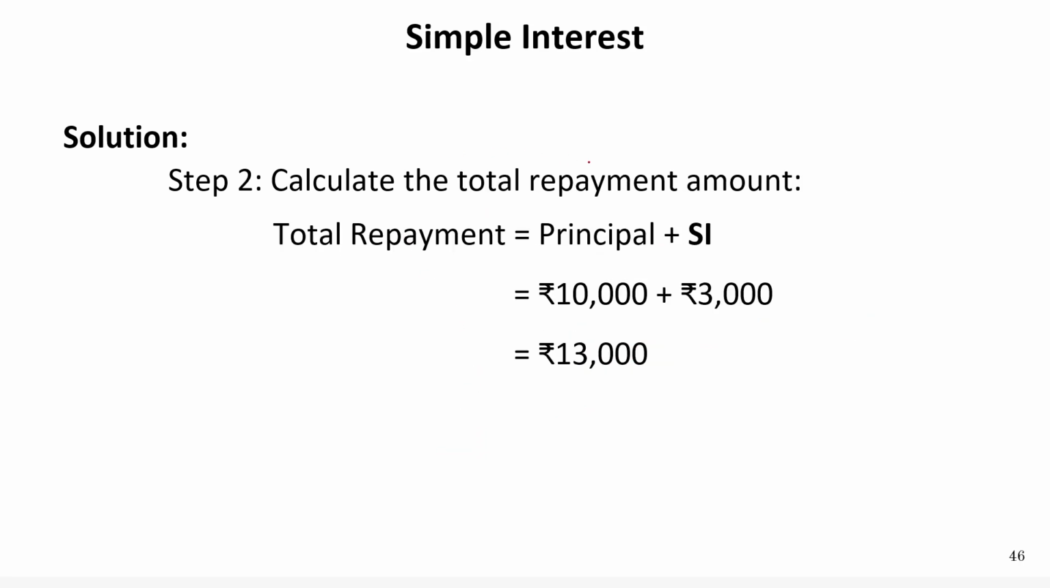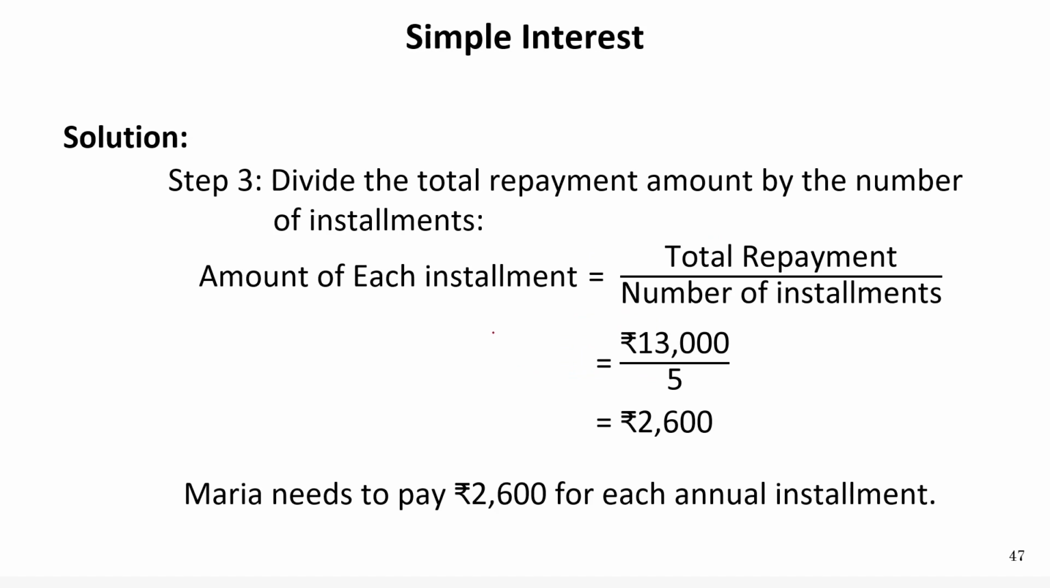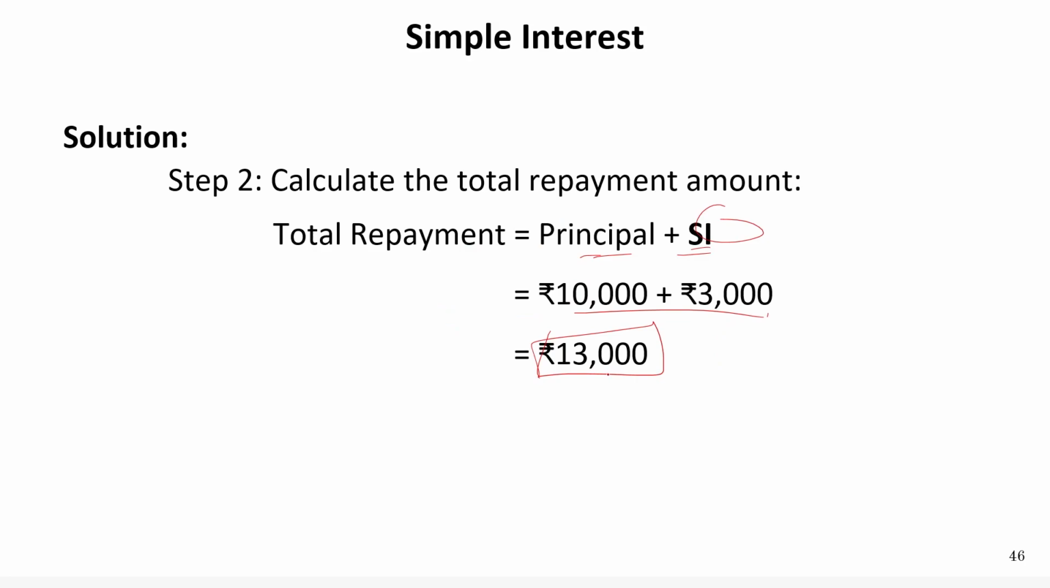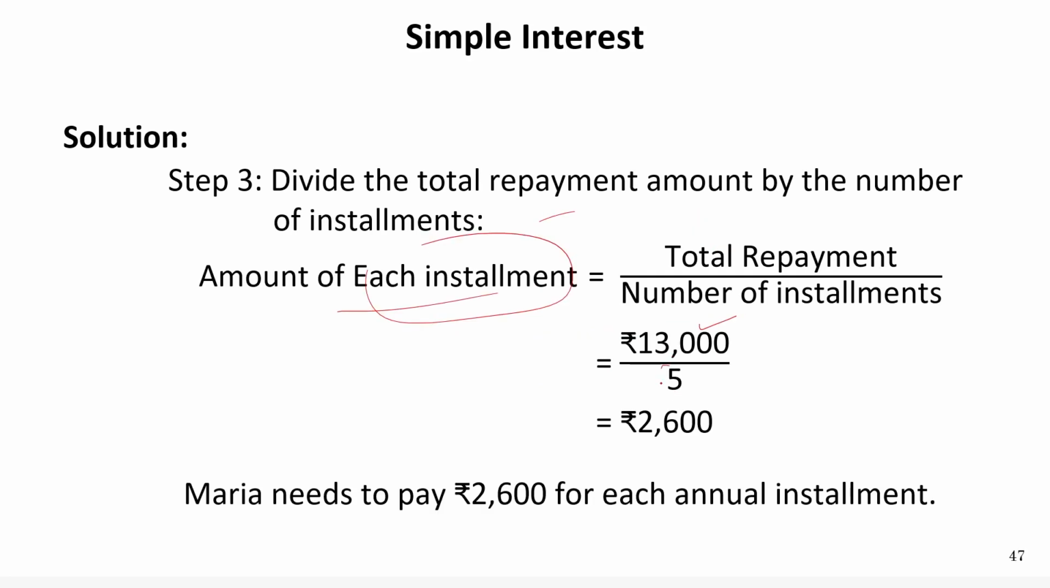Okay. So calculate the total repayment amount. So total repayment is equal to principal plus SI is equal to 10,000 plus 3,000 is equal to 13,000. So dividing the total repayment amount by the number of installments to get the amount of each installment. So total repayment, which we have calculated, is 13,000, right? So 13,000 by 5 is equal to 2,600. So 2,600 will be the amount of each annual installment that needs to be paid. So Maria needs to pay 2,600 for each annual installment.